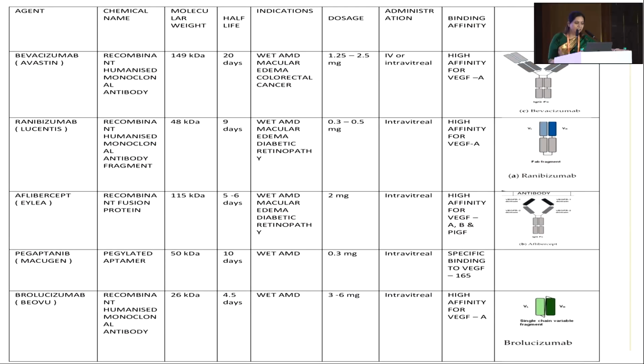So we can see this table, that the bevacizumab and ranibizumab, these are the recombinant humanized monoclonal antibodies. And aflibercept, that is recombinant fusion protein, and pegaptanib is the pegylated aptamer. So brolucizumab is a recombinant human monoclonal antibody. So in the size, we can see that the brolucizumab molecular weight is 26 kilodalton. So it has the highest affinity for VEGF-A levels, whereas the Eylea has affinity for the VEGF-A, B, and PlGF.